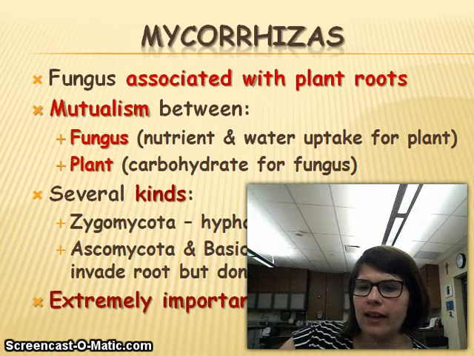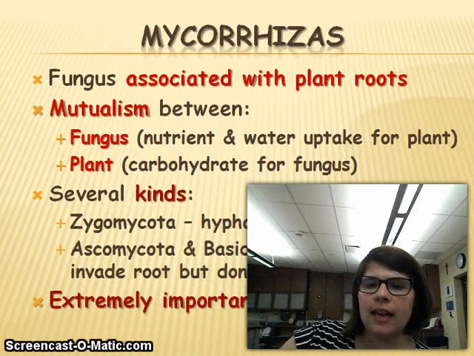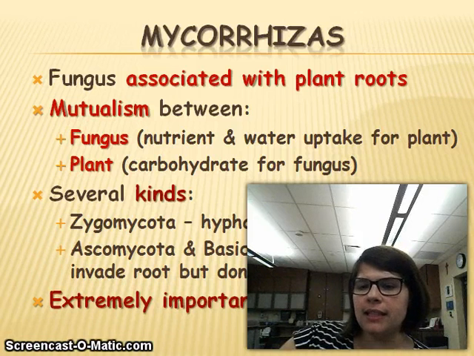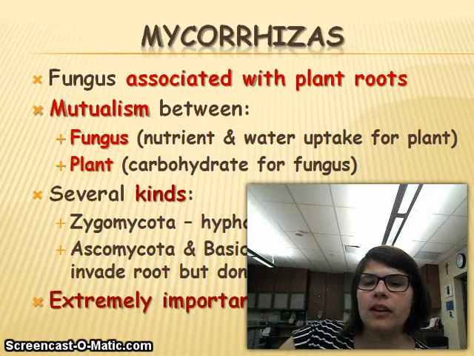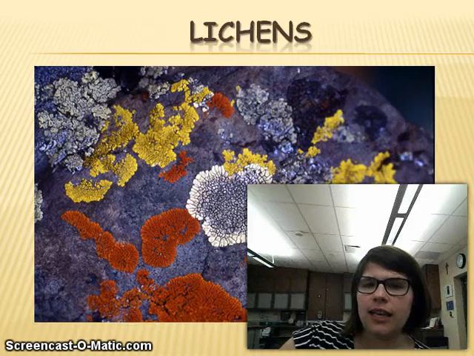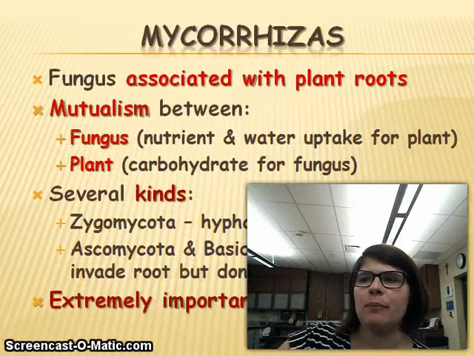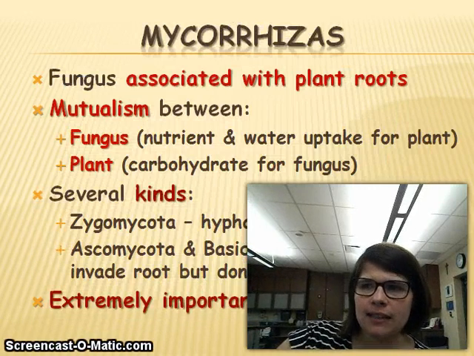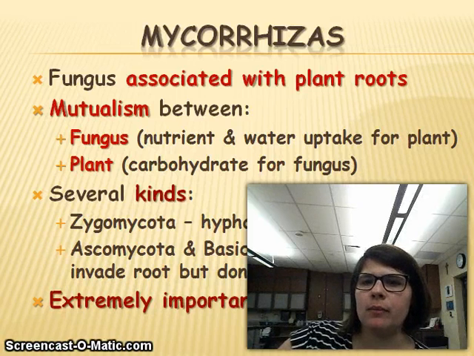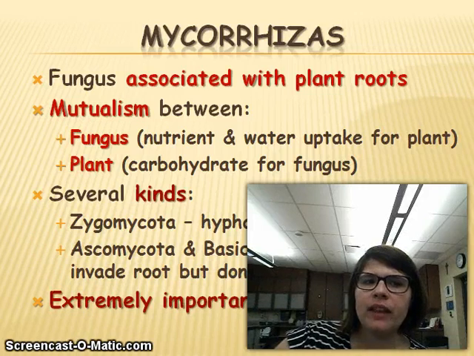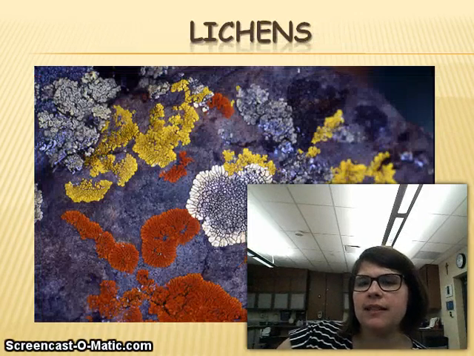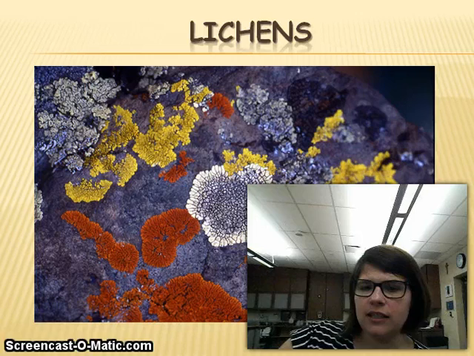The zygomycota hyphae invade the root cells, and the ascomycota or basidiomycota hyphae invade the root, but don't penetrate the cells. They're extremely important ecologically, and some of the things you might eat, like peanuts or peas, all of these are coming from these mycorrhizae, and without these different types of fungus, you would not have them because they're living in a symbiotic relationship.